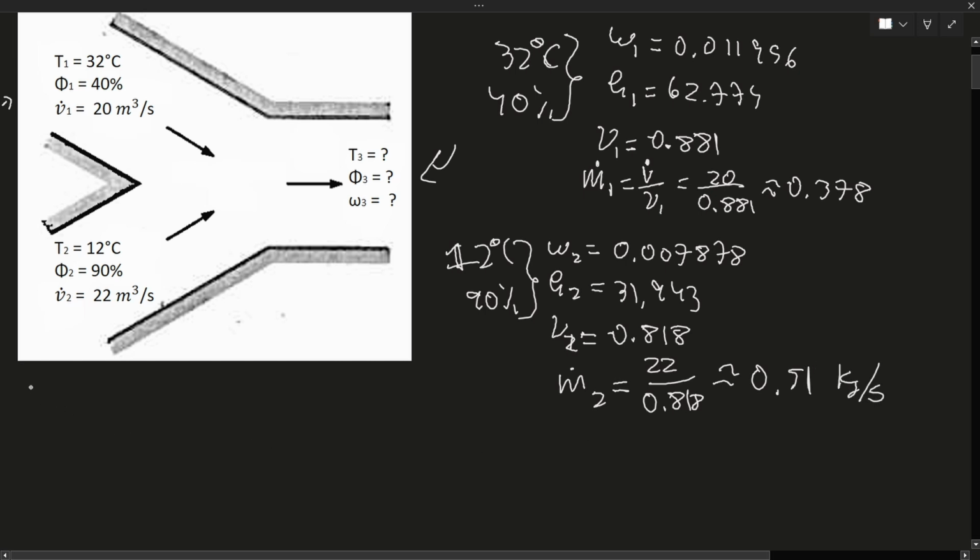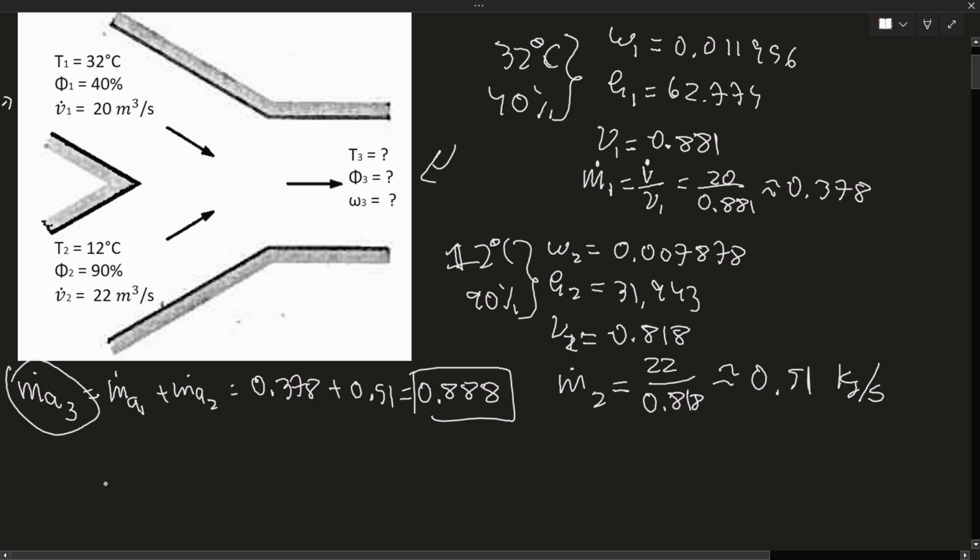So we can find our first information. MA3 is equal to a combination of the two airstreams, MA1 plus MA2, equal to 0.378 plus 0.51 equal to 0.888. This is MA3. Next, keep in mind that the water that's coming from both streams is equal to the combination of these two waters. It's just adding up. So MW1 plus MW2 equals MW3.